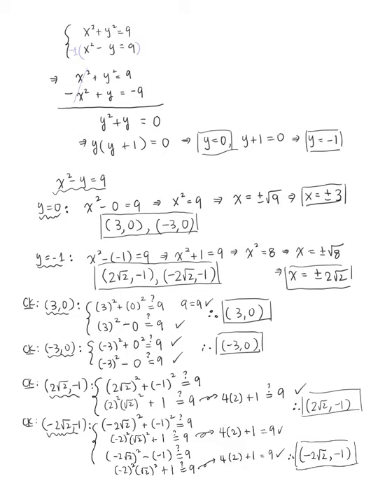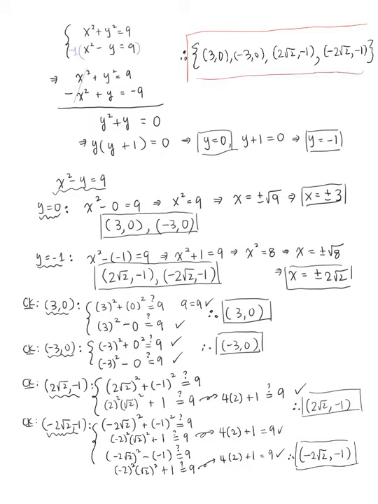I don't even know where to write the answer, so I'm going to write it at the top. Therefore, our solution set is 3 comma 0 and negative 3 comma 0, and then 2 root 2 comma negative 1, and then negative 2 root 2 comma negative 1. So this is going to be our solution.